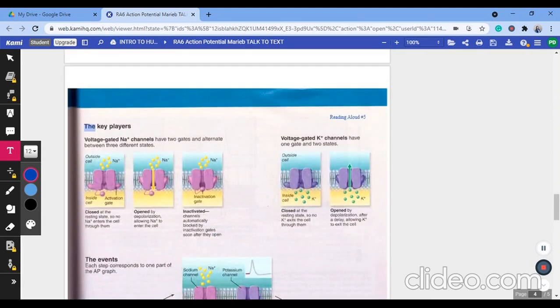But in the second phase, as we can see here, the activation gate is open and the sodium ions enter. Open by depolarization, allowing sodium to enter the cell. And as we can see here, the inactivation gate closes the channel, but there's still sodium ions outside. So inactivated channels are automatically blocked by inactivation gates soon after they open.